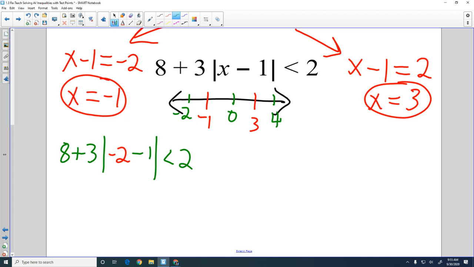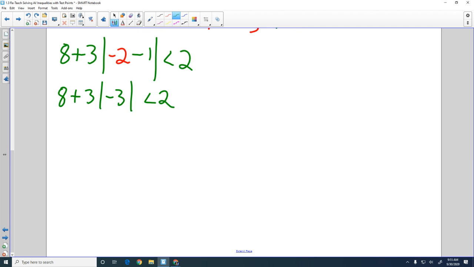So I've got a negative 2 minus 1, which is negative 3. And the absolute value of the negative 3 is a positive 3. Right? So I guess just to show you, this is 8 plus 3 times the absolute value of negative 3. So this is 8 plus, now the absolute value of negative 3 is positive 3. 3 times 3 is 9. And 8 plus 9 is 17.